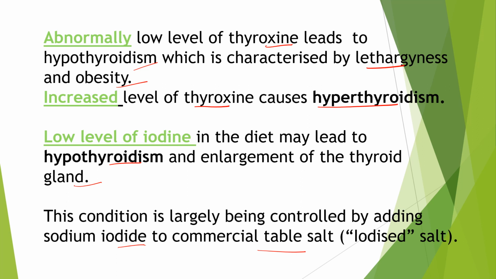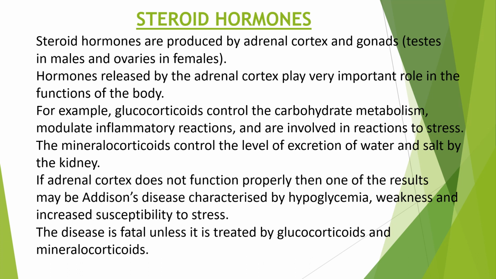Next, we will study about the steroid hormones. So, steroid hormones are produced by adrenal cortex and gonads, testes in male and ovaries in female. So, hormones released by adrenal cortex play a very important role in the function of the body.